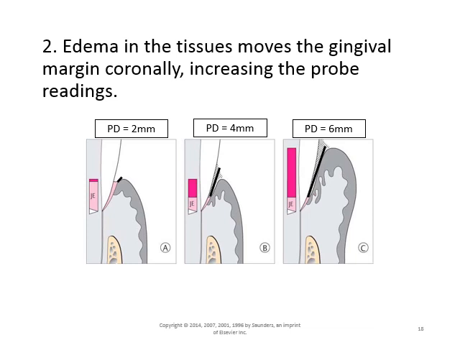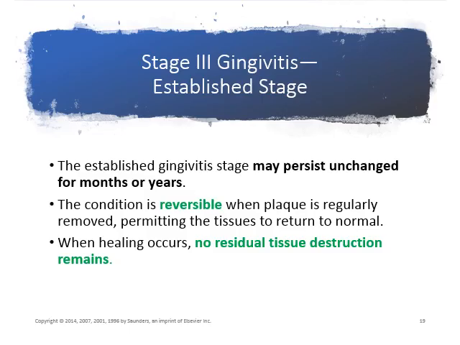In picture C, you can see that the junctional epithelium has gotten even shorter, and the periodontal probe would go in a lot further. Notice how inflamed, swollen, or bulbous that tissue looks. Gingivitis is reversible, and with good home care, the patient should have no residual tissue destruction.